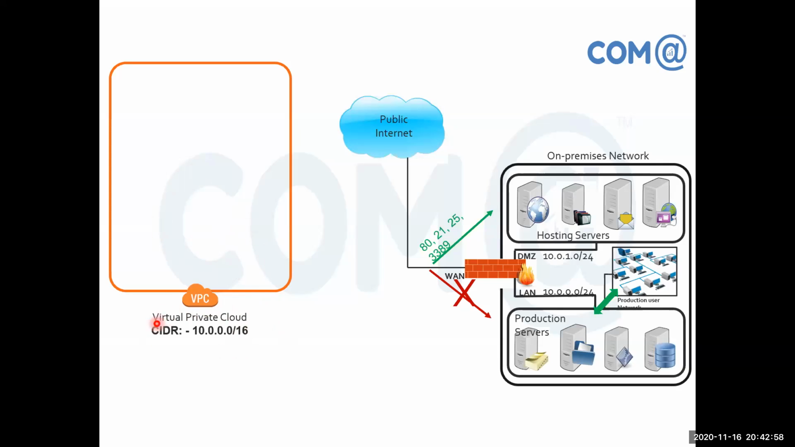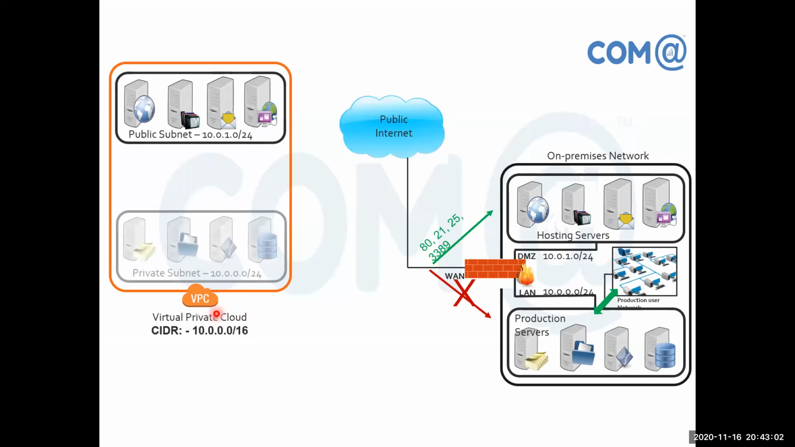Also you can decide what should be the IP range you want to have inside this network. You can decide the CIDR block, and you can split this CIDR block into multiple subnets based on your requirement, comparing to your on-premises network. So here you can see I have a subnet named private subnet, where I'll have all my production network servers, and also I have the hosting servers in a subnet which I have named a public subnet. And also you can decide what should be the subnet range for each network.